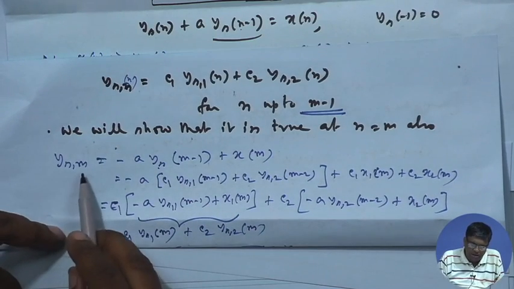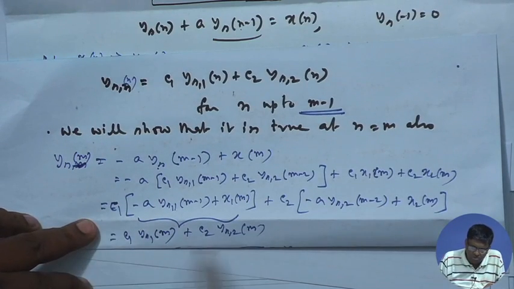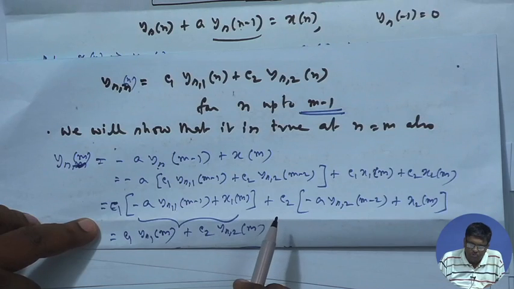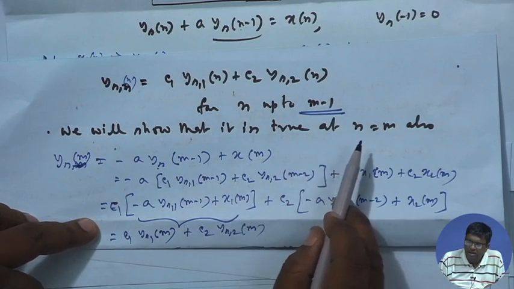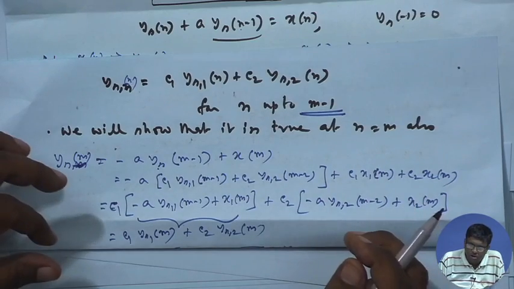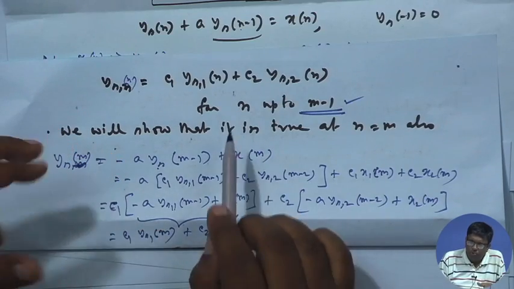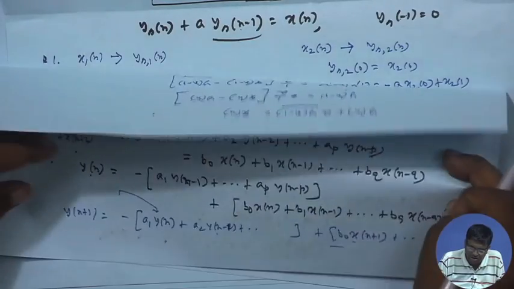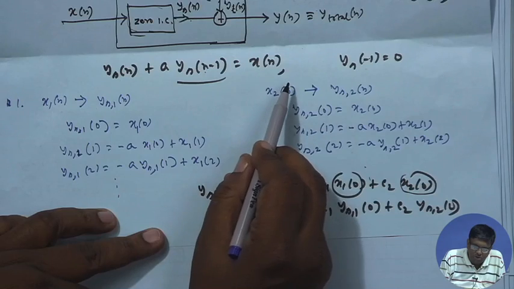So, that means at index m also, I should put it in bracket, sorry, at index m also the output is a linear combination of the two outputs. So, it is linear at index n equal to m also. So, if it is linear up to index n equal to m minus 1, it is linear at index n equal to m also, and it goes on. Okay. And to show that it is true for n up to m minus 1, at least one case we should show directly, that we have seen here by direct substitution, that is, I have assumed 0 initial conditions.